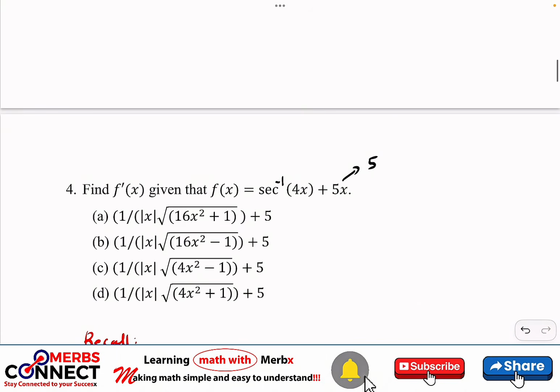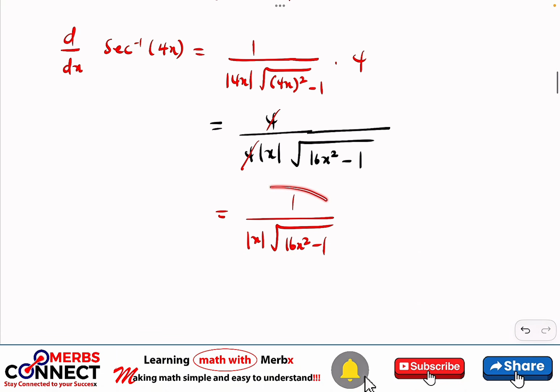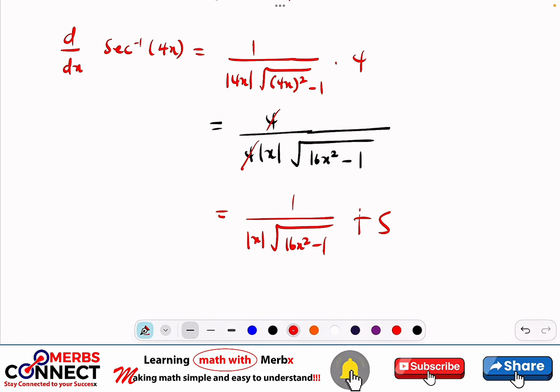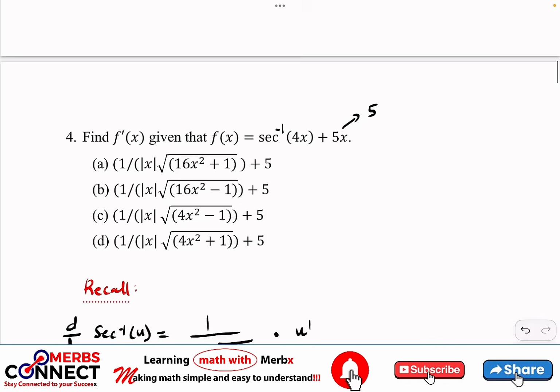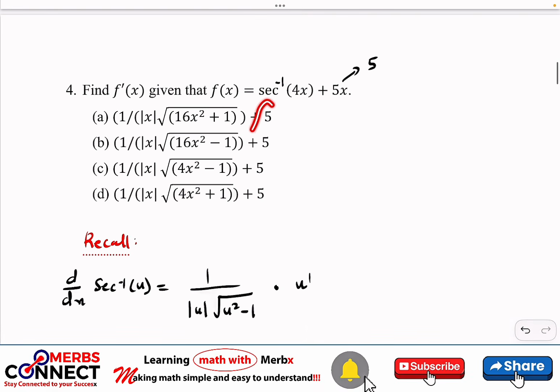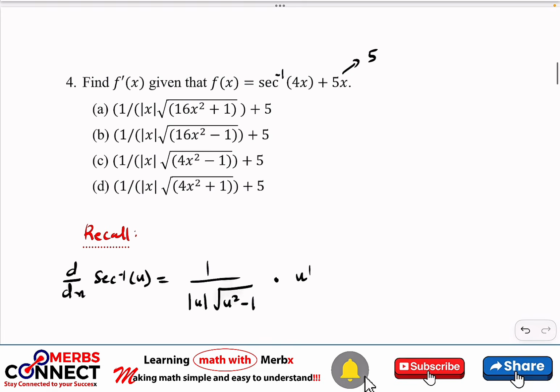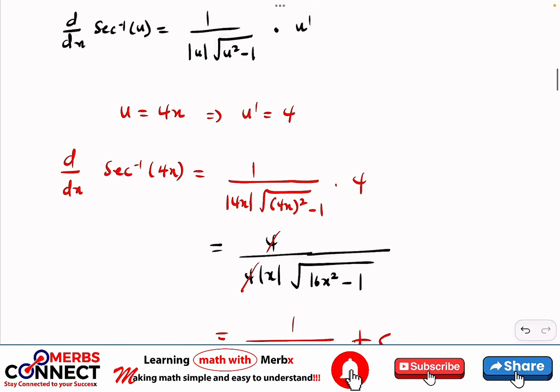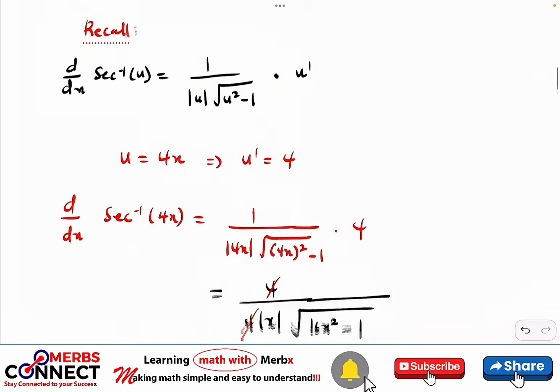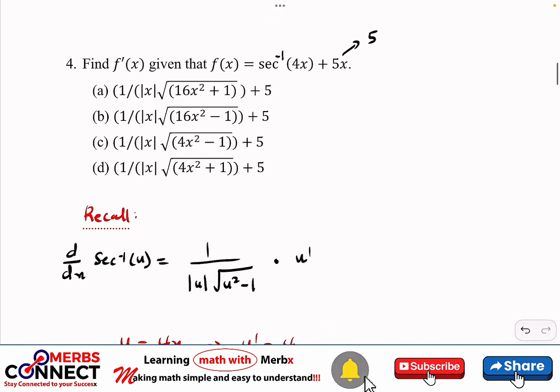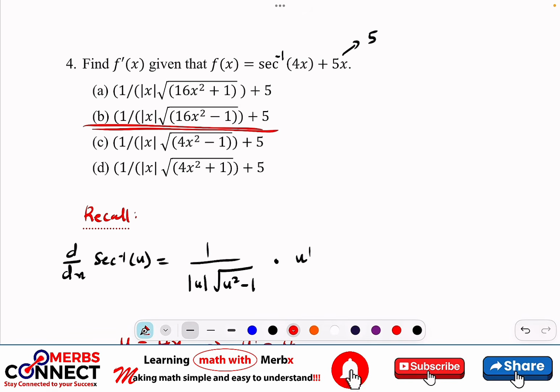And now remember, this is what is giving us this, right? So we need to add the plus 5. When you differentiate 5x, this is what we are going to get, which is the plus 5 here. So we have the plus 5, and then this is 1 divided by, we have the absolute of x also there. Now we need to look for 16x squared minus 1, which is right here. Great. So this should be giving us b.